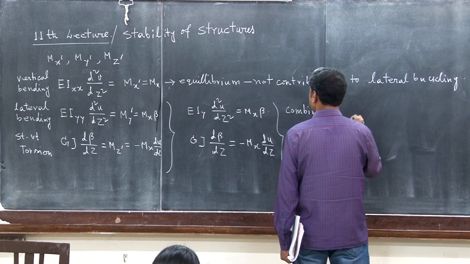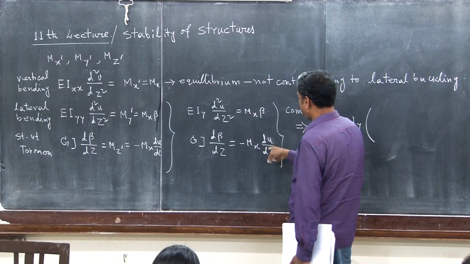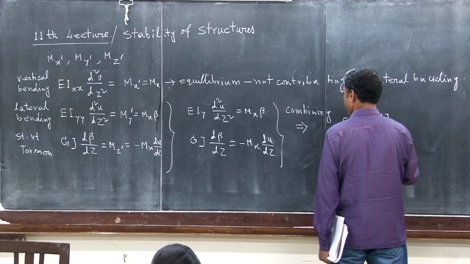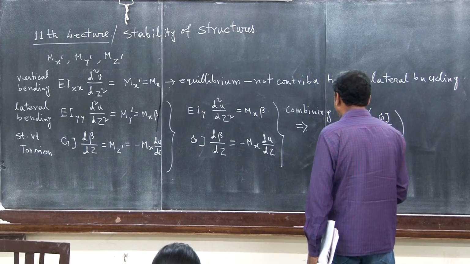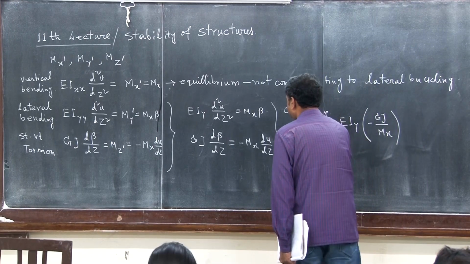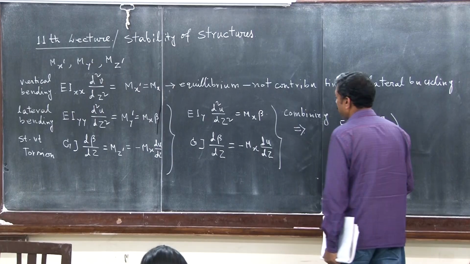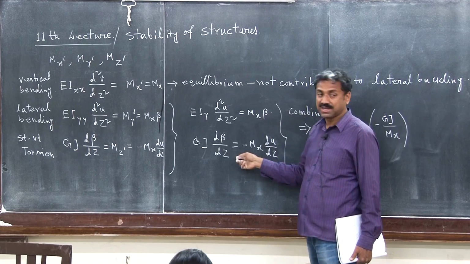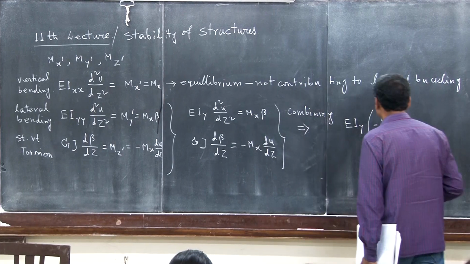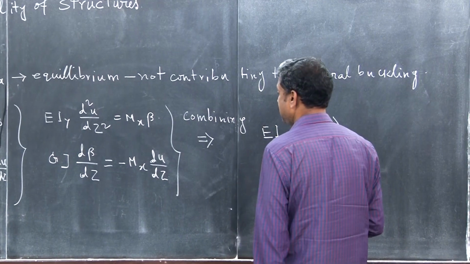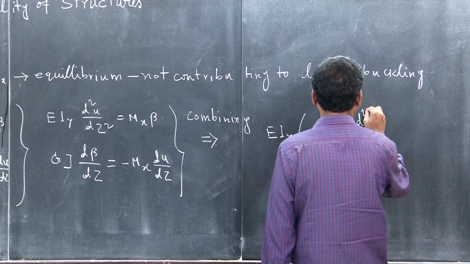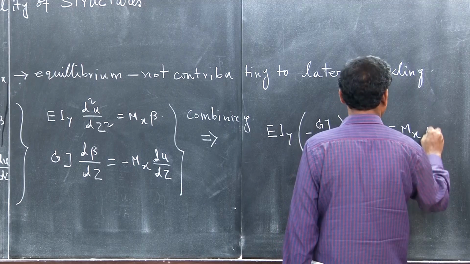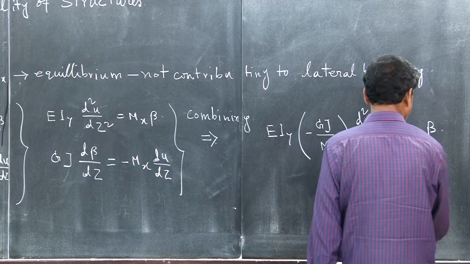Combining, what I can write is EIy d2u/dz2 is nothing but minus GJ by Mx d2 beta/dz2. Because this is in terms of beta, I can eliminate u from these two expressions. So this is my EIy, and then minus GJ by Mx, d2 beta/dz2 is equal to Mx into beta.